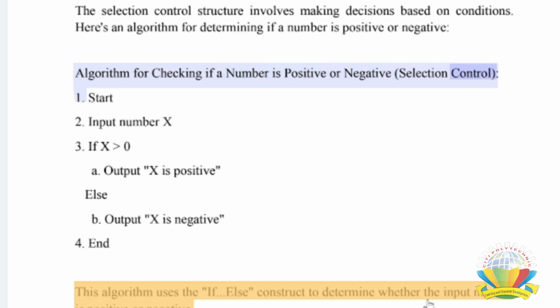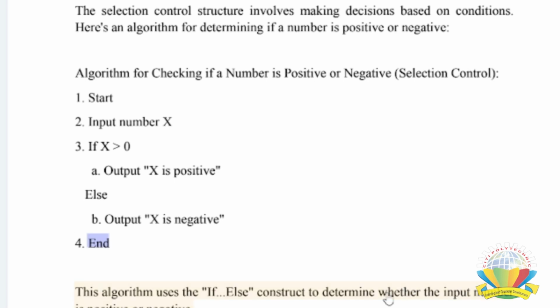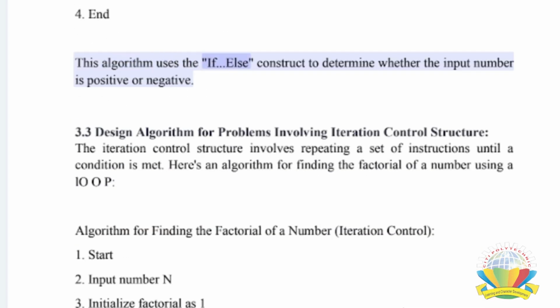Selection control. 1. Start. 2. Input number x. 3. If x > 0, A: output x is positive, else B: output x is negative. 4. End. This algorithm uses the if-else construct to determine whether the input number is positive or negative.